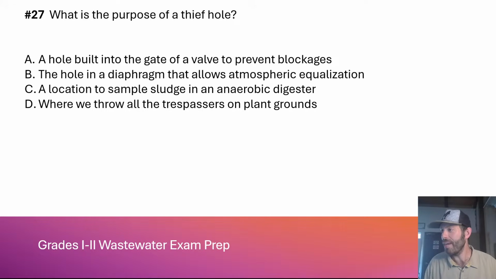C, a location to sample sludge in an anaerobic digester is a thief hole. Know that. Know all the hardware of an anaerobic digester: the drip trap, sediment trap, waste gas burner, just go through all of it. Pressure relief, vacuum relief, know all the little doodads that go on an anaerobic digester.